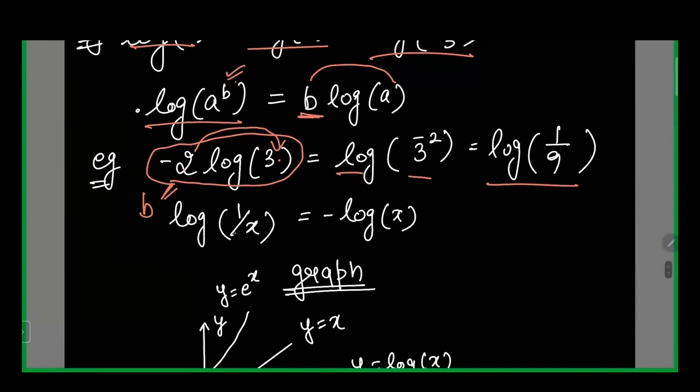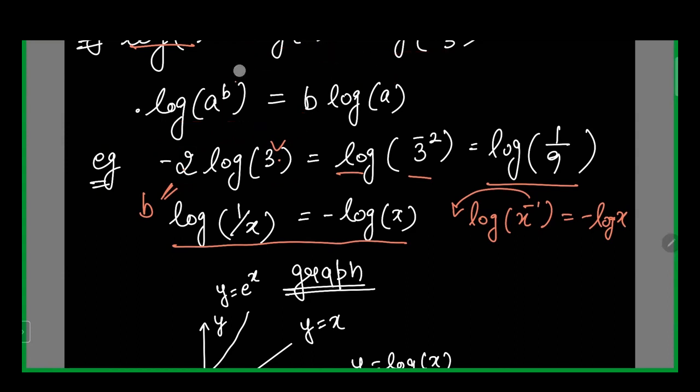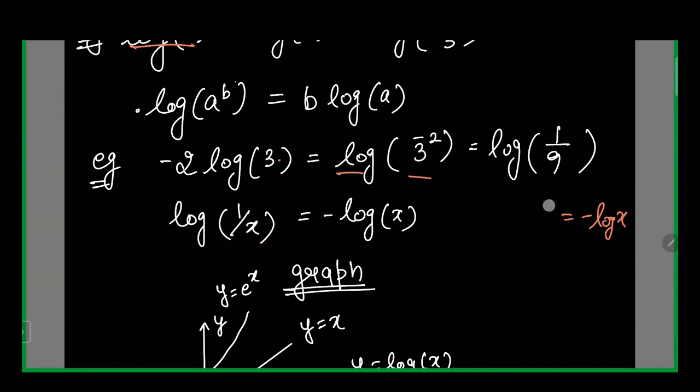Similarly, how can I write log 1 by x? So log 1 by x means log x raised to minus 1. So I can take this minus 1 and bring it out. So I will get minus of log x. So log 1 by x is nothing but minus of log x, right? So these are the properties of log, and what is base 10 log and what is natural log. This you should remember, and you should understand this very clearly. Okay, I hope you are all able to understand.